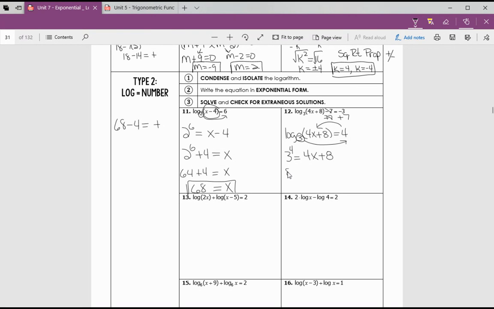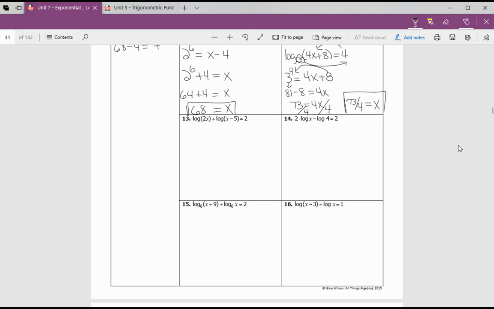So 3 to the 4th is 81 minus 8. I'm going to go ahead and do that in 2 steps. I'm going to raise 3 to the 4th and get 81, and I'm going to subtract 8 from both sides. So that would be 73 equals 4x. Divide both sides by the number attached to x, which is 4. So 73 over 4 is my answer. Now, when I plug this in, 4 times 73 over 4 plus 8 should equal a positive number, and it does, so I can keep the 73 over 4.